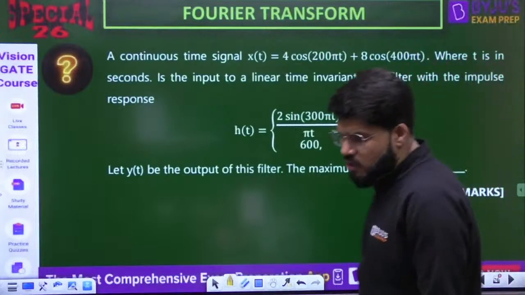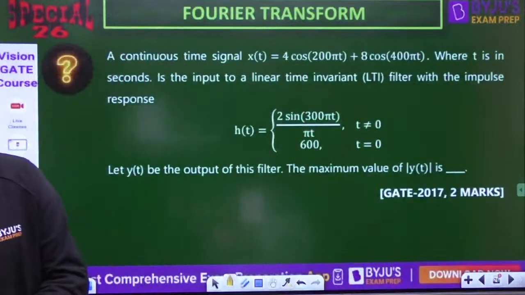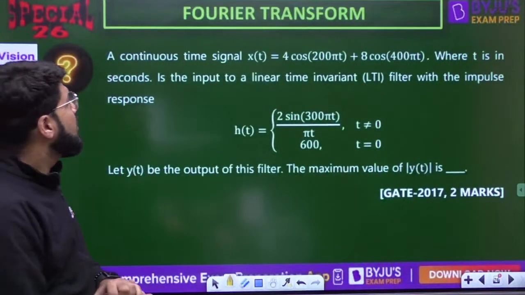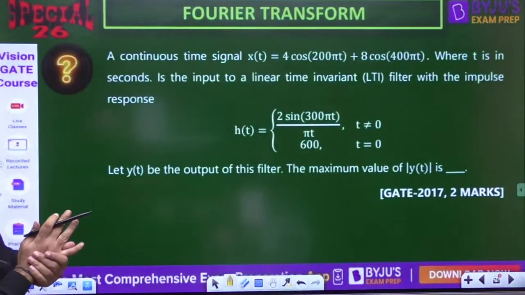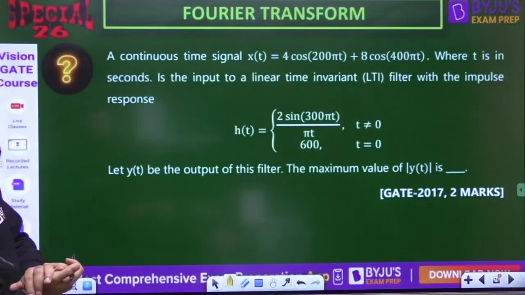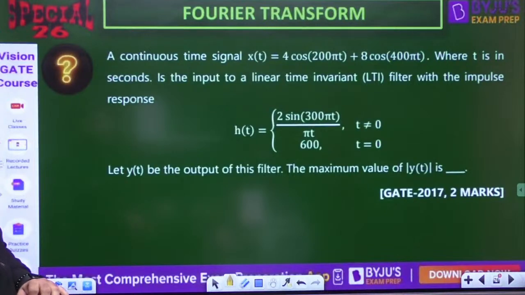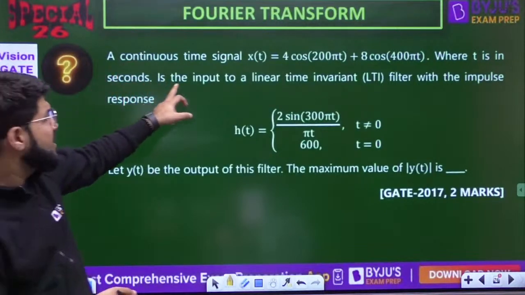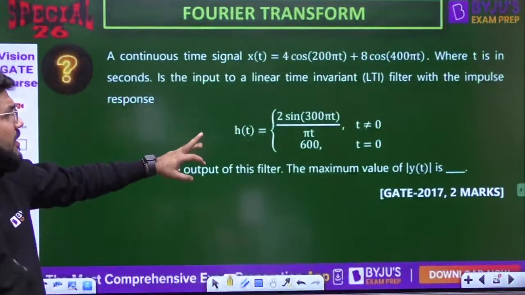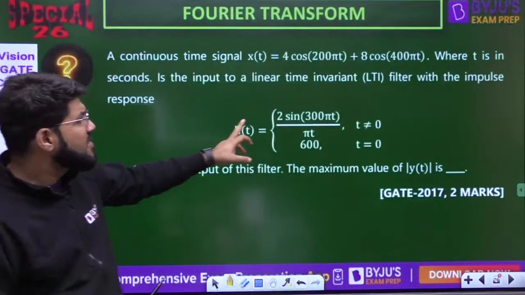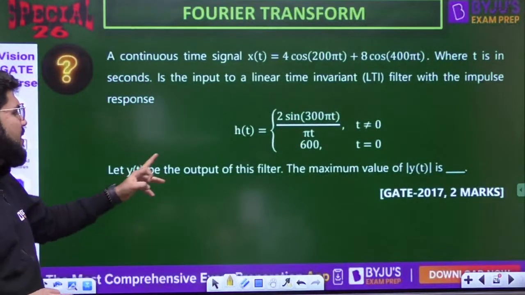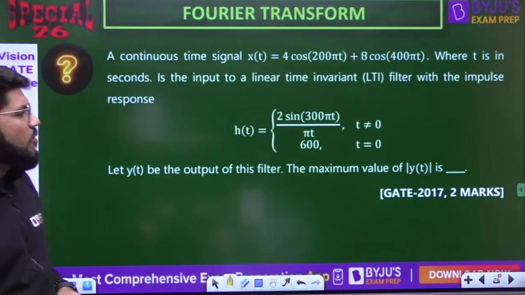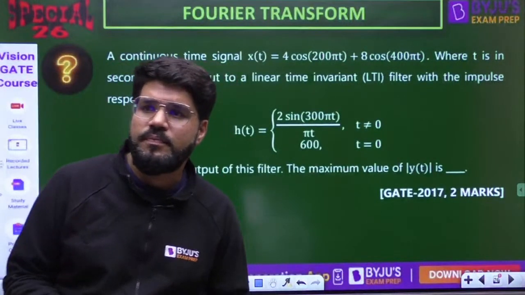Let's take this. A continuous time signal x(t) is 4 cos 200 pi t plus 8 cos 400 pi t, where t is in seconds. This signal x(t) is the input to the LTI filter with the given impulse response. Now, what does this impulse response describe? Let y(t) be the output of the filter. What is the maximum value of modulus of y(t)?